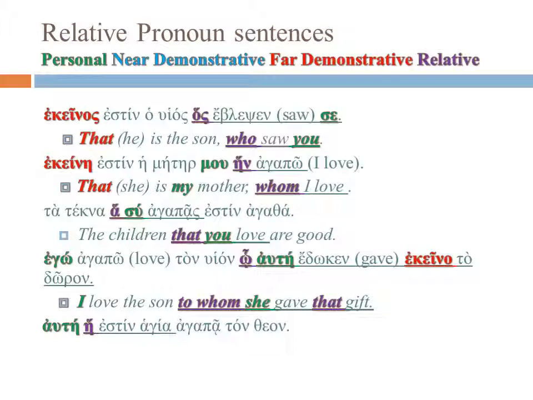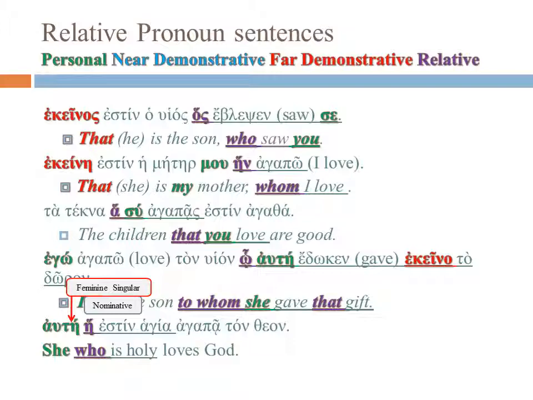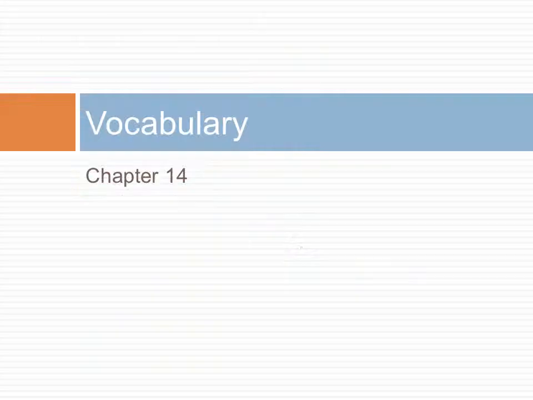She loves God. And the relative clause begins with this relative pronoun he. It's in the nominative, and it's feminine singular, so it has to point back to aute, which is the antecedent. And since it's nominative, it's functioning as the subject of the relative clause, and we get she who is holy loves God. Okay, we're getting down to the finish line here.